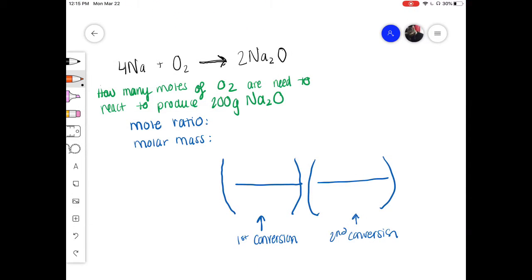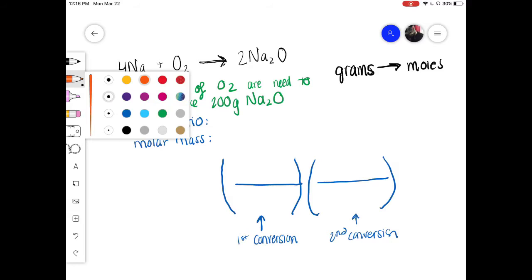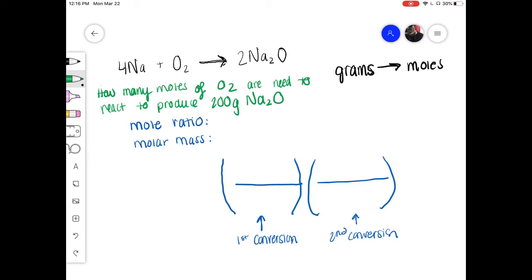So our question is, how many moles of O2 are needed to react to produce 200 grams of Na2O? So we're going, like we said, from grams to moles. What we start with, our known number, is 200 grams of Na2O. And then what they're asking for is moles of O2.